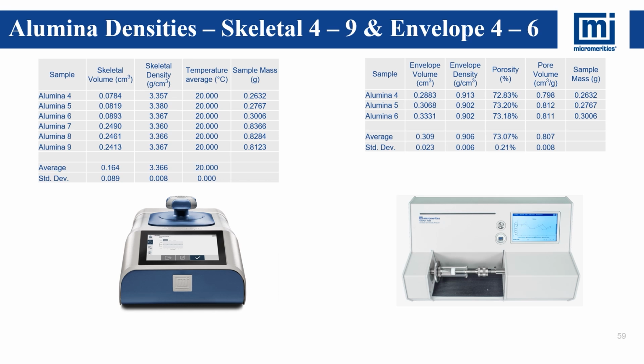We do have the ability now, since we have the skeletal volume and since we have the envelope volume, to look at the difference between those and determine a pore volume per gram of sample. And for that, we have about 0.0807 plus or minus 0.008 cubic centimeters per gram of total pore volume. And since we have the bulk volume and we have the pore volume, we define porosity as pore volume divided by envelope volume, so we can calculate the average porosity for these, and we see that it's about 73% porosity.